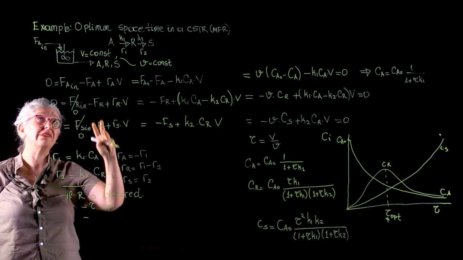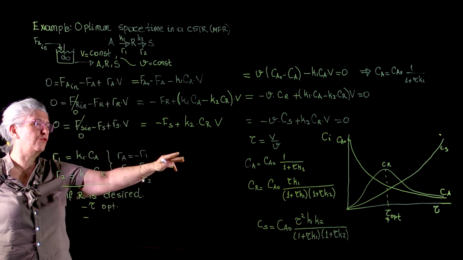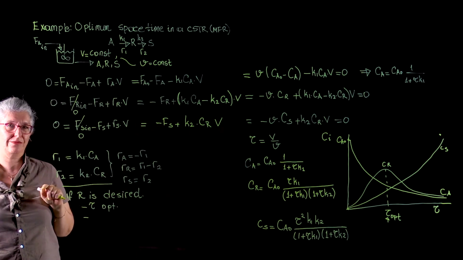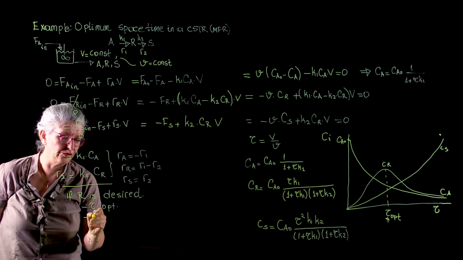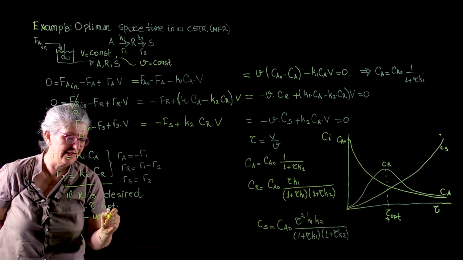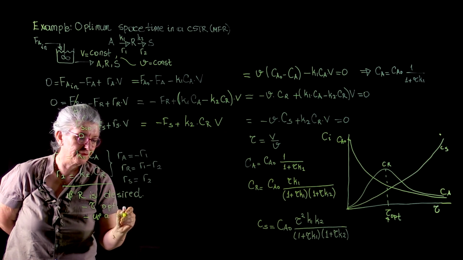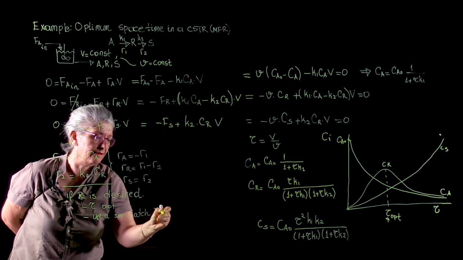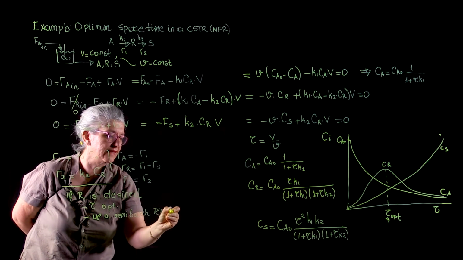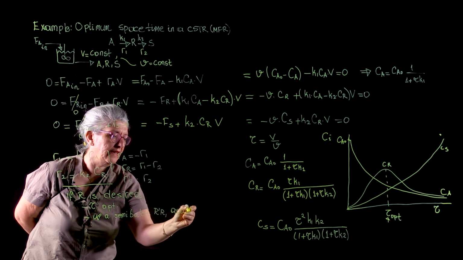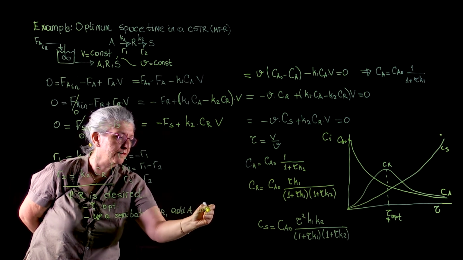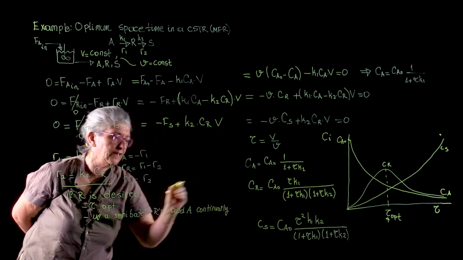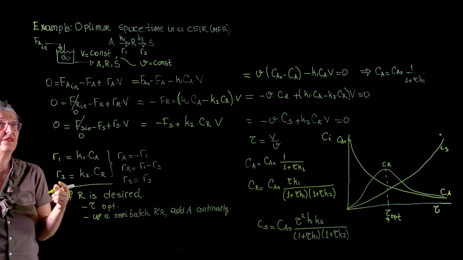When you dilute the reactor, when you reduce the concentration of R, the rate of going to S is going to slow down. Use a semi-batch reactor and add A continuously. All right, now we are doing engineering.